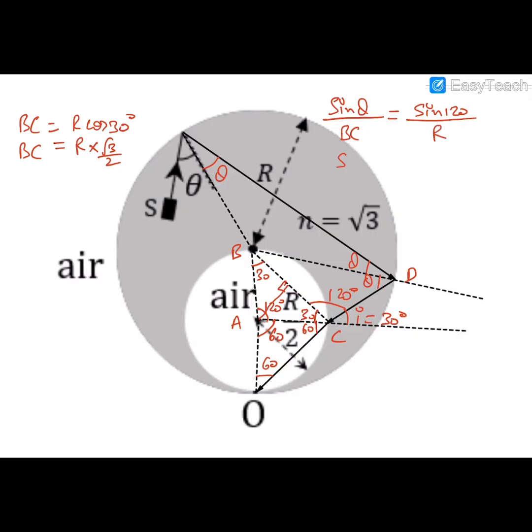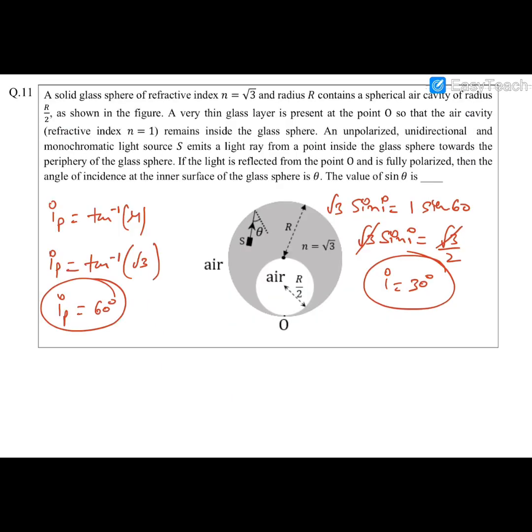Now sine theta will be equal to sine 120. Now sine 120 is root 3 by 2, so this is root 3 by 2 into BC. BC will be root 3 by 2 r. I have already cancelled r with r. So sine theta will be equal to 3 by 4. So the value of sine theta will be equal to 0.75. So the correct answer of this question is 0.75.